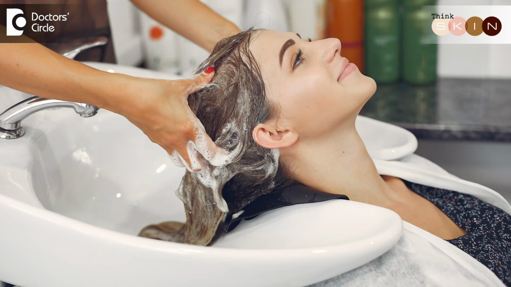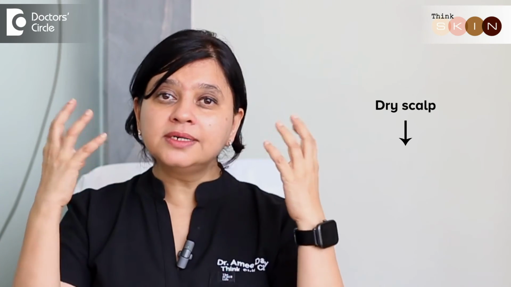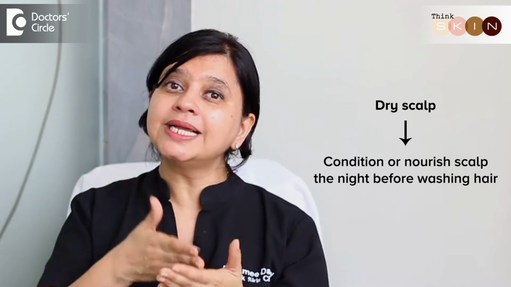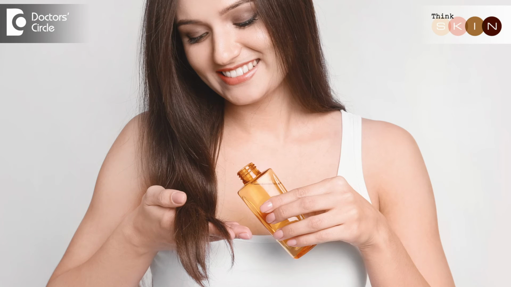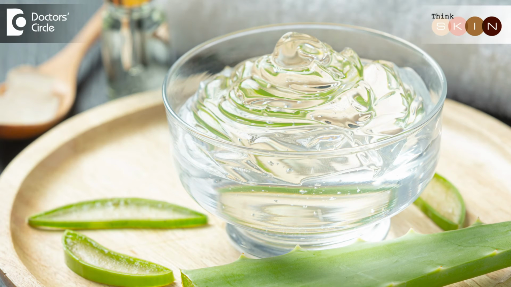If you look at dry hair, we prefer shampoos which are more conditioning, and using a conditioner too. I recommend in dry scalps to condition or nourish the scalp the night before you're planning to wash your hair. You can use a simple oil, or aloe vera gel if you don't like an oil, to nourish the scalp, hydrate and moisturize it before you wash it the next day.